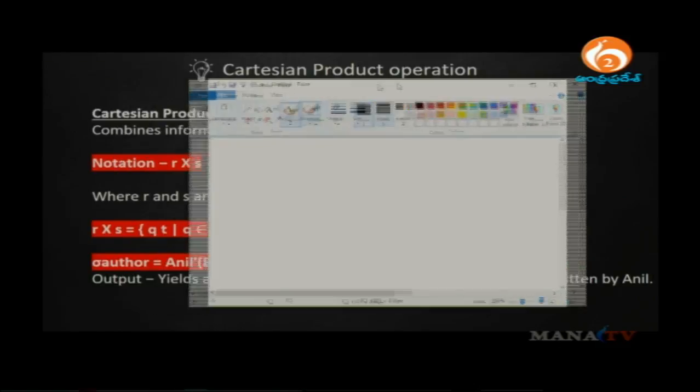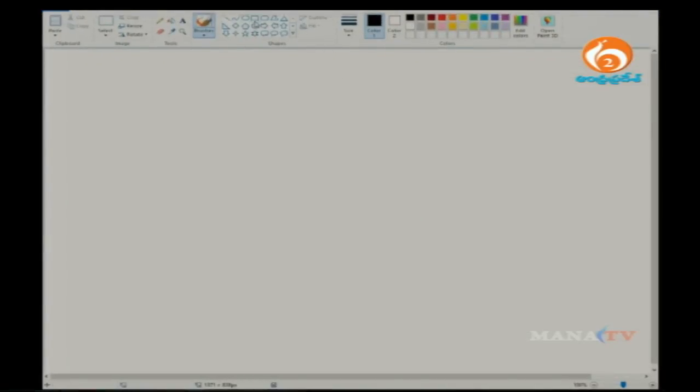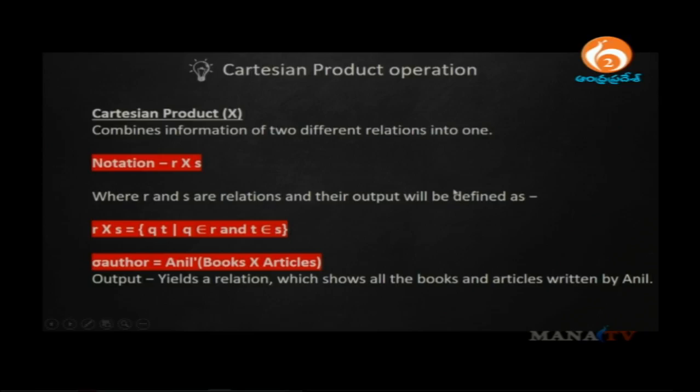Now if you just remember, for example, this is my table 1 and this is my table 2. In these two tables, it combines the information of the two tables and the result itself into one, where the notation is R cross S, where R and S are the relations of both, and the output is defined in this particular format. So the result of Anil books cross articles shows all the books and the records which are written by Anil.